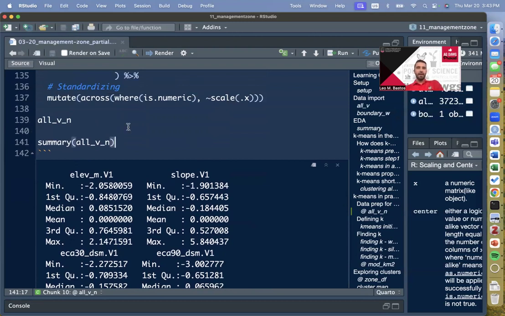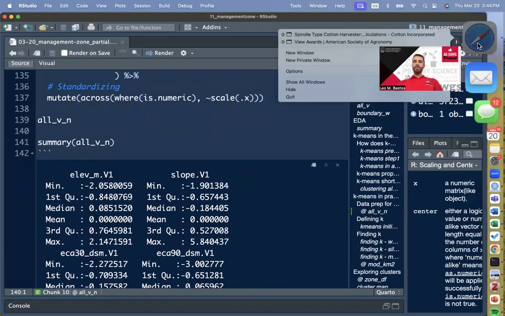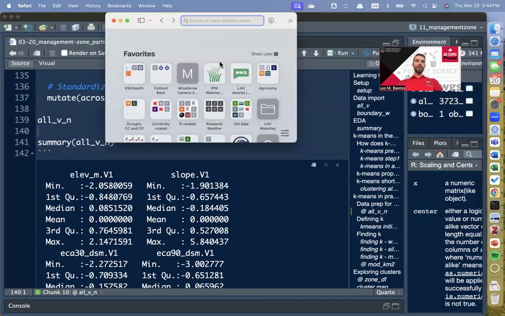Okay, I went a little bit past our break time, so I want to give you a quick 5-minute break at this point, and then when we come back, we're going to start running k-means and playing around with it a little bit. So let me give you a 5-minute break here, and then when we come back, we start with k-means on our data sets.